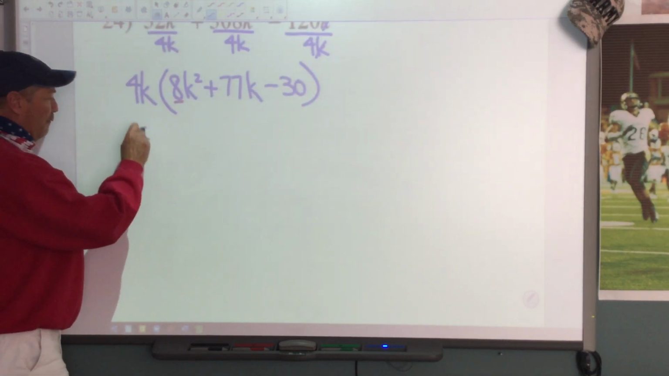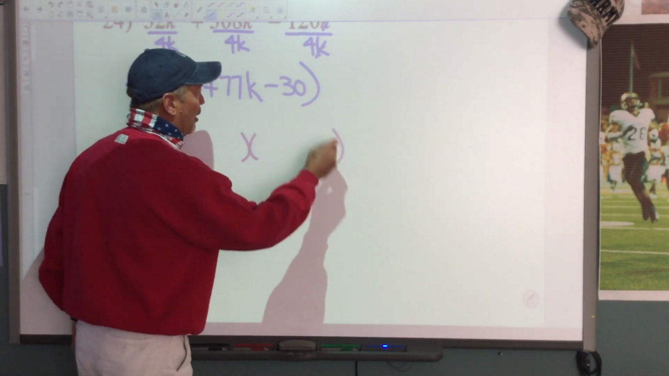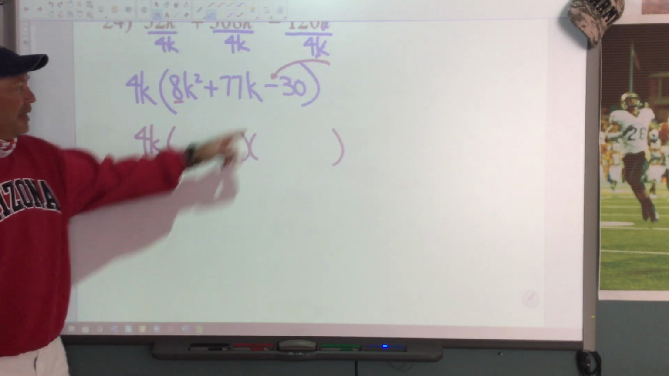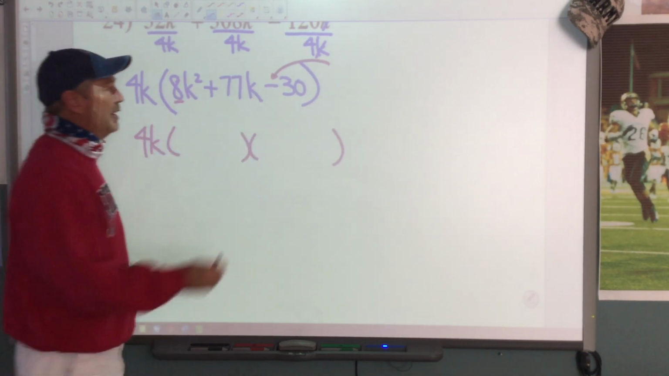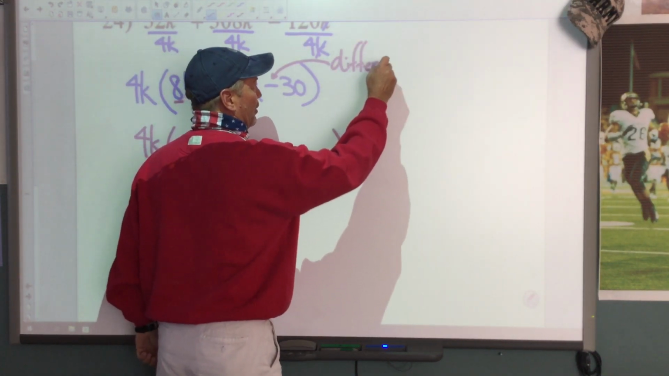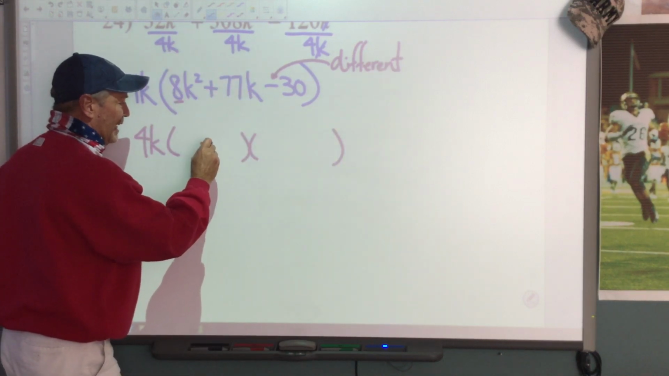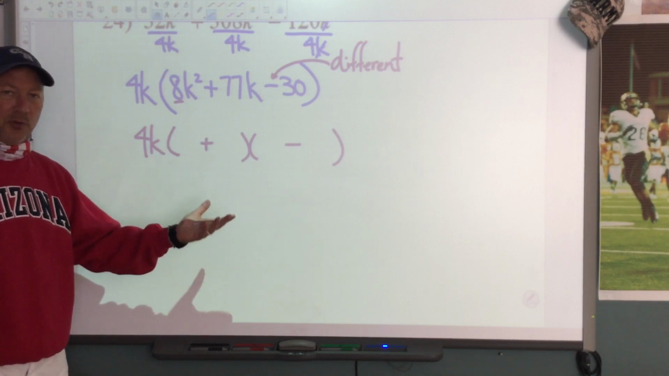We know this is going to be 4k. We're going to go to 2 parentheses. But look at your back sign. Look at that back sign. That is a negative. And when your back sign is negative, it tells you that your signs will be different. One of your parentheses has to be a plus, one has to be a minus. You have to remember that.